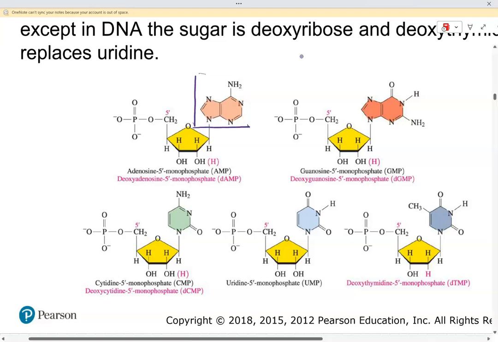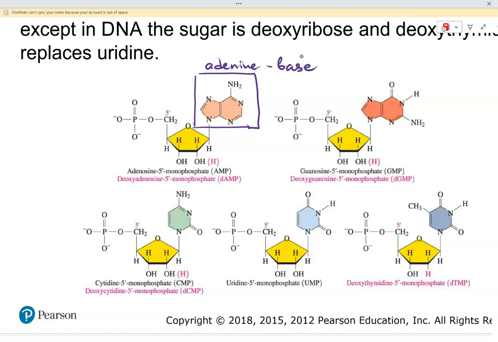What is this? What is this? A base, right? Adenine, a base. Okay. Good, clear? What is this? A base plus a sugar. Right? We call it a nucleoside, and the term will be adenosine. Am I making sense?